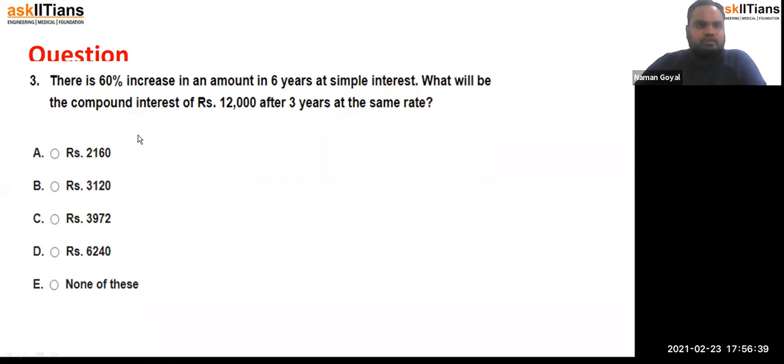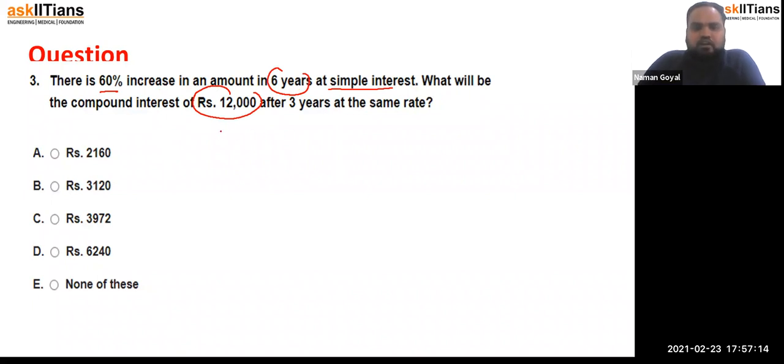See, in this question it is given that there is a 60% increase in the amount in 6 years at simple interest. Okay, if I invest an amount, so 60% amount increases in 6 years at simple interest, then what will be the compound interest of rupees 12,000 after 3 years at the same rate? Okay, so first of all, we have to find out the rate with the help of that simple interest concept.